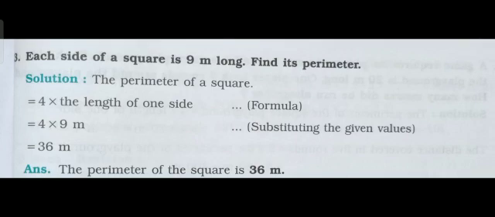The perimeter of a square is equal to 4 into the length of one side. That is the formula for the perimeter of a square. That is 4 into 9 meter, as they have given the one side length, that is 9 meter. So 4 9s are 36. That is equal to 36 meter. Therefore, the perimeter of the square is 36 meter.